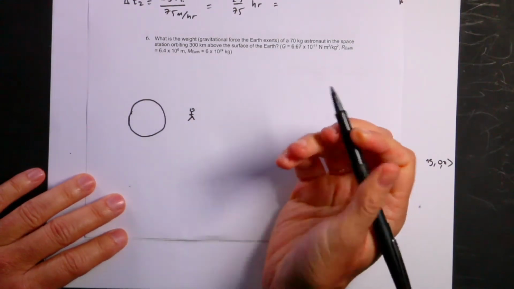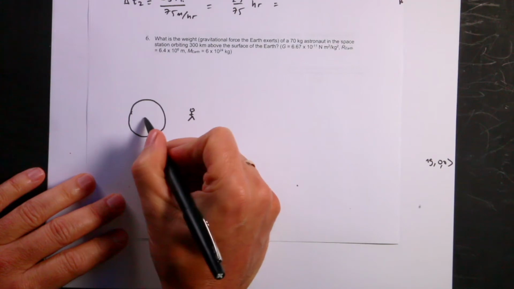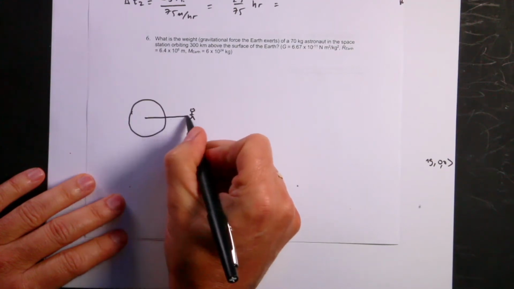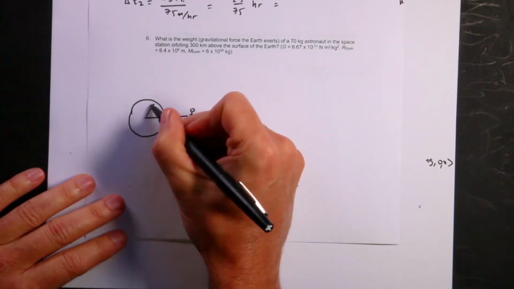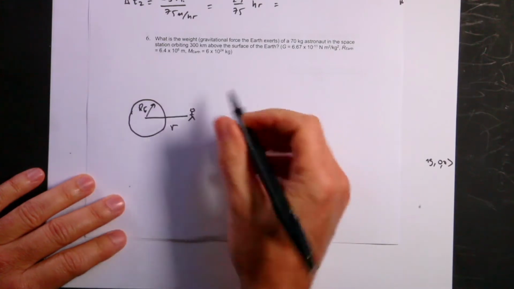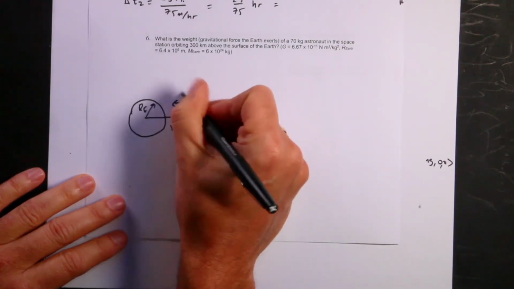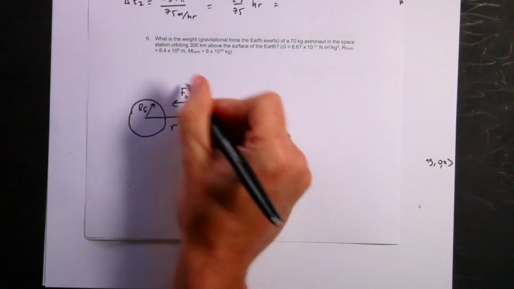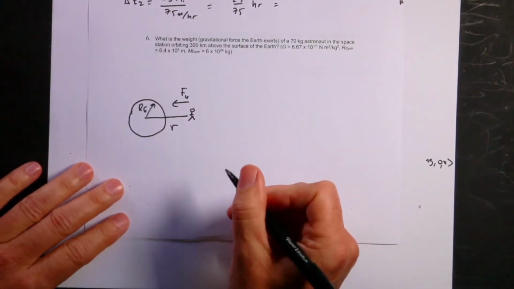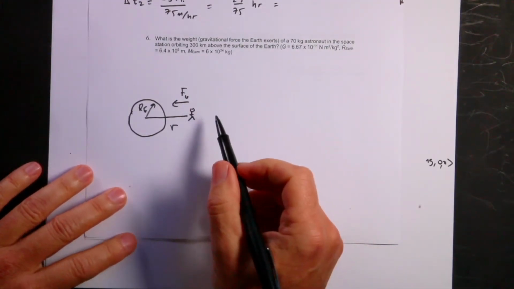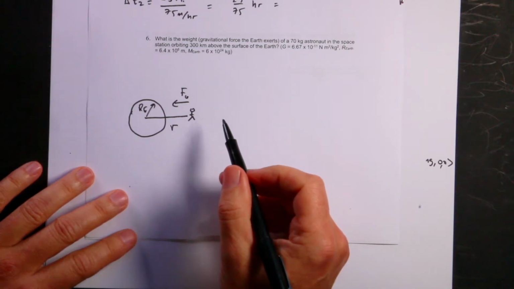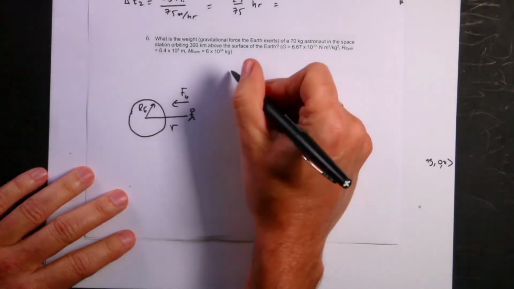This is something I actually covered in class. We'll call this R, R Earth, which doesn't matter, and then we'll just say this is FG. I'll leave it as a scalar. So you're thinking, oh, they're in orbit, they're weightless, but they're not. We can just use the universal law of gravity.